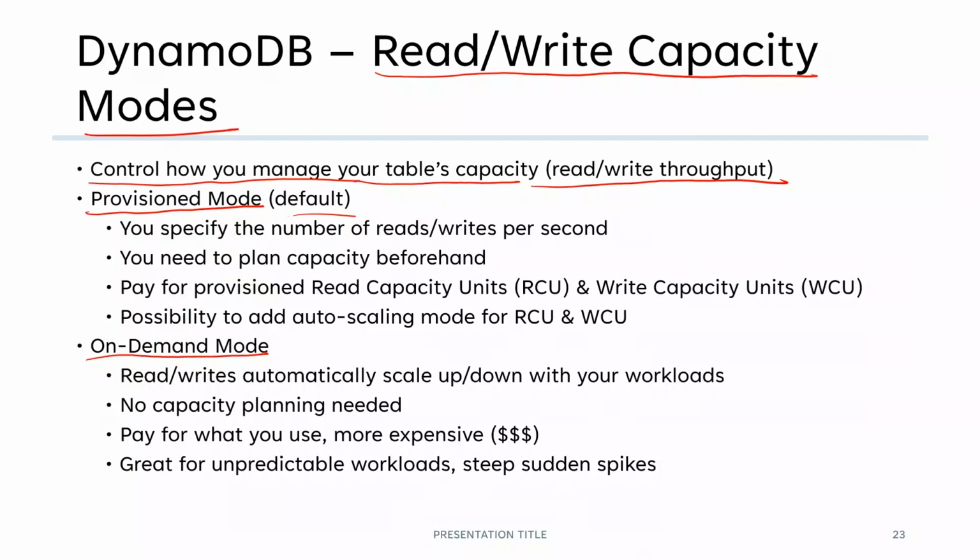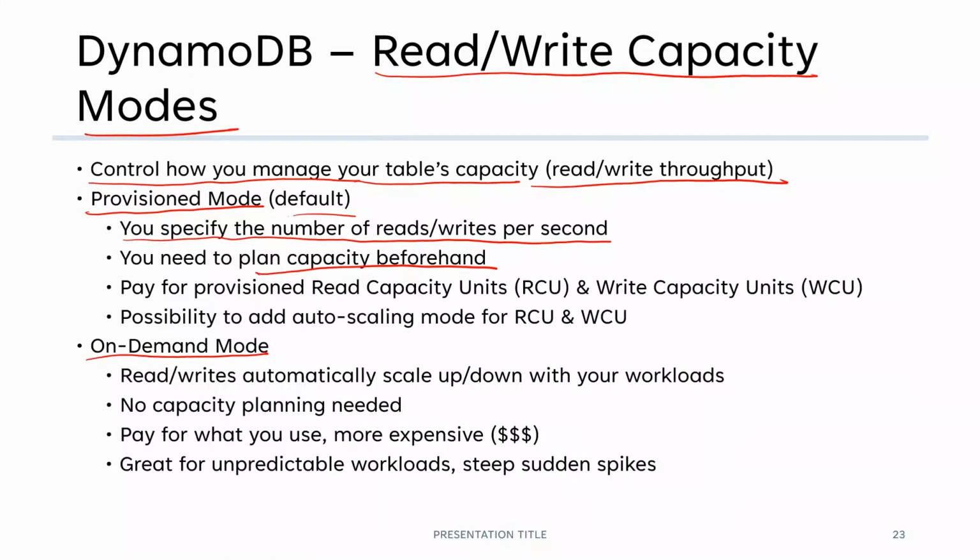What does provisioned mode mean? You specify the number of reads and writes per second. You're going to say, okay, I need 2 KB of reads and 2 KB of writes per second, and that much capacity is going to be provided to you for your DynamoDB table. But the thing is, you need to plan the capacity beforehand. For example, if at a certain peak level of your application, the threshold that you have specified, 2 KB, is exceeded, there will be a lot of latency associated with fetching or writing into your table.